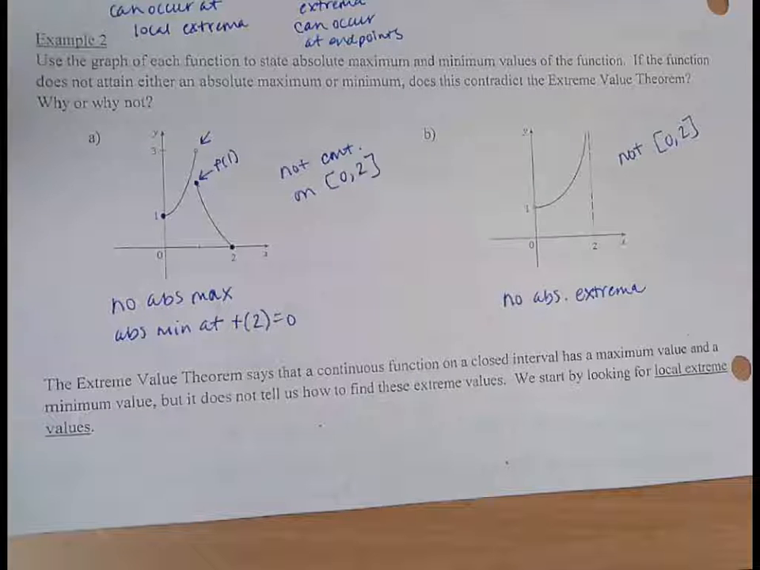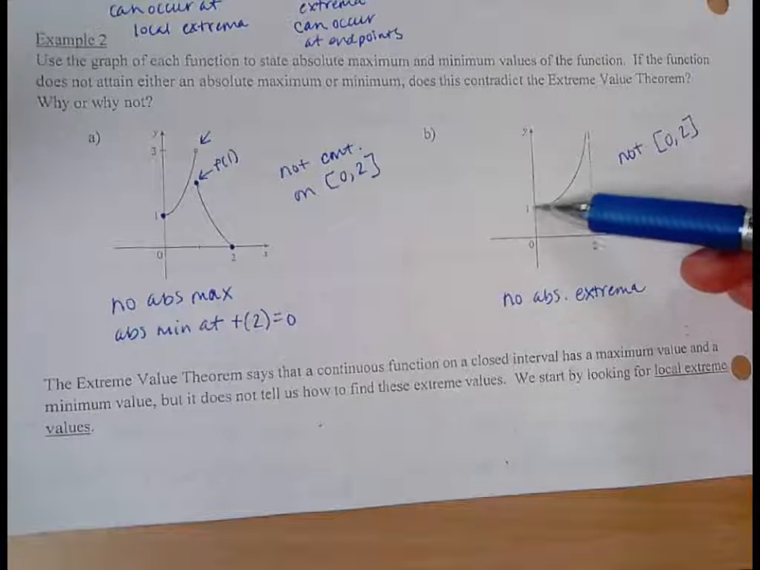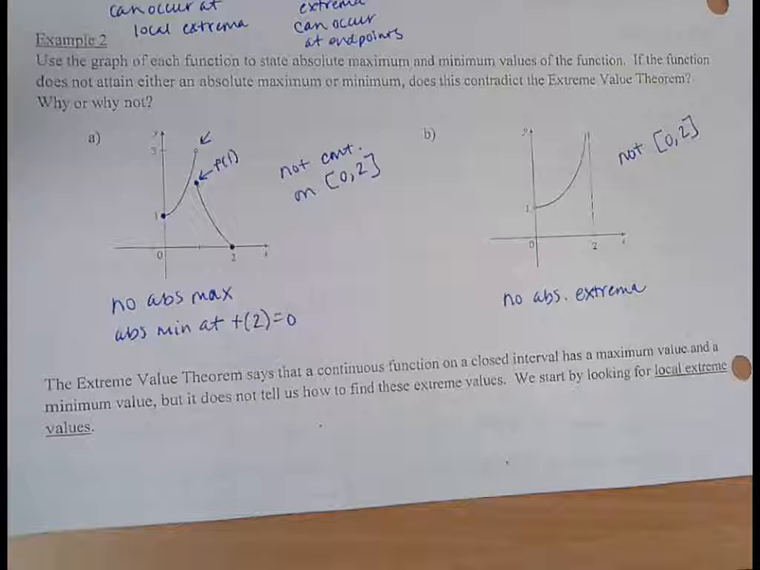So you'd have to have endpoints at the two ends. The fact that there's an asymptote and the fact that this endpoint is technically open means it's not closed. So those are the two things you have to pay attention to for the extreme value theorem: continuous function, closed interval.